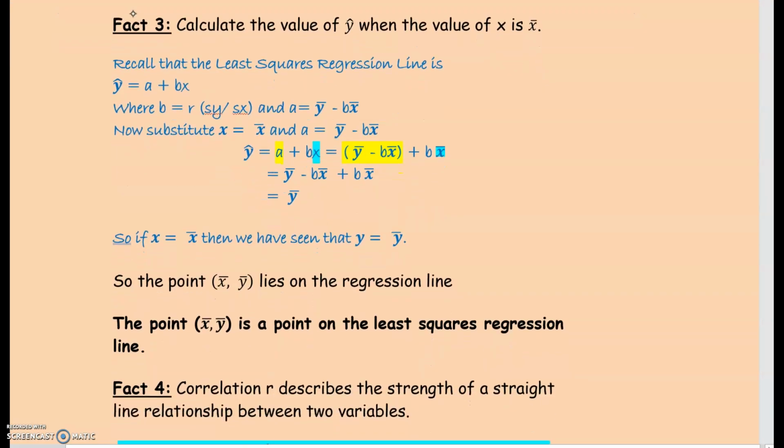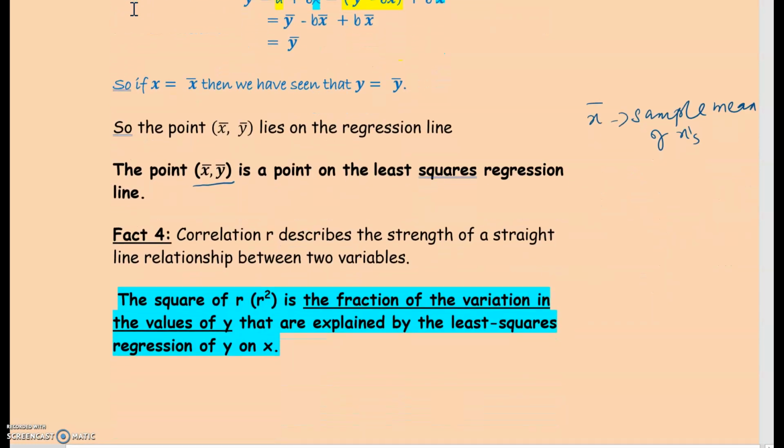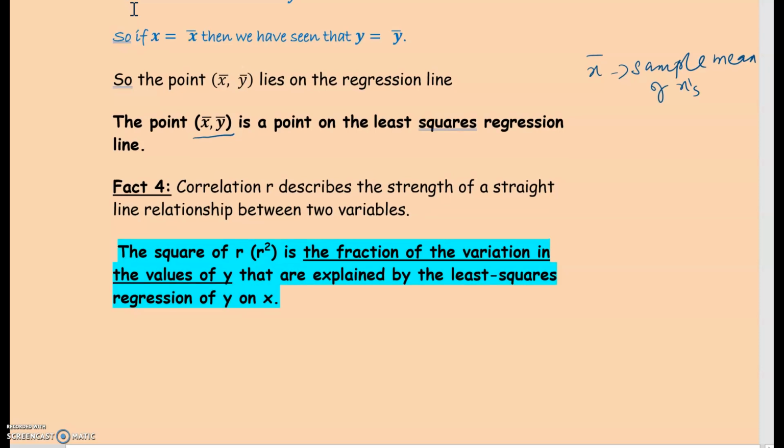Remember that if we plug in x bar into the equation, and these are the details of the work, but the important thing to remember is that the point x bar, y bar, where x bar is the sample mean, the mean of the x's, and y bar is the sample mean for the y's, is definitely a point on the line, just based on how the least square regression line is constructed.